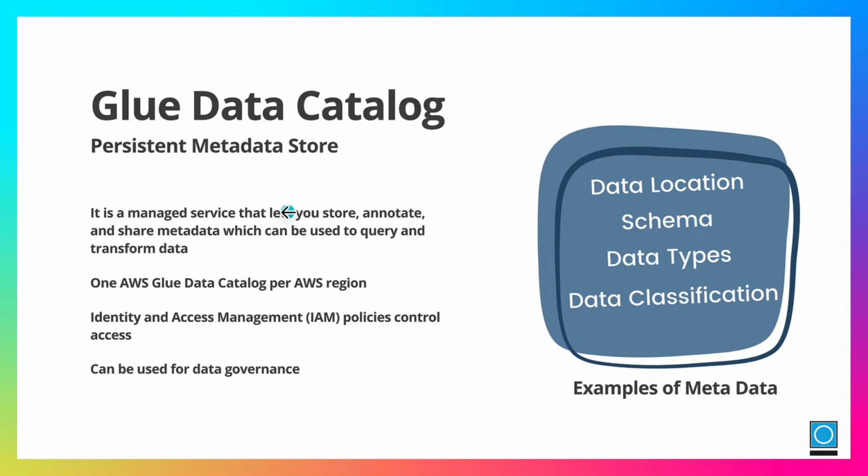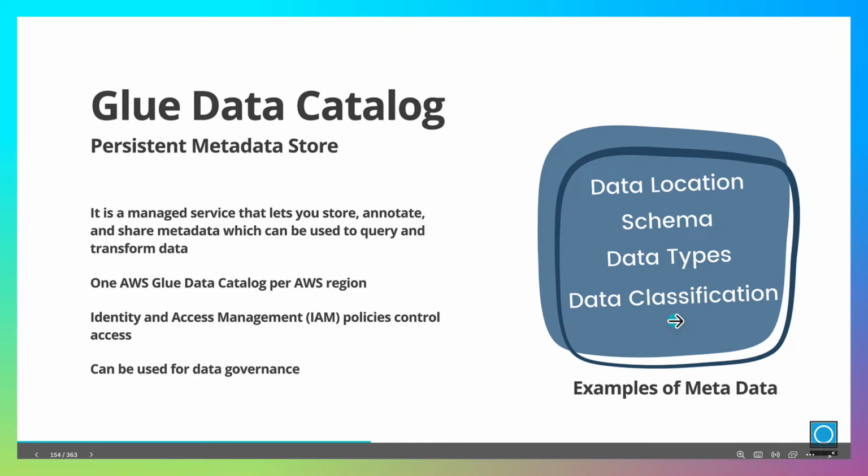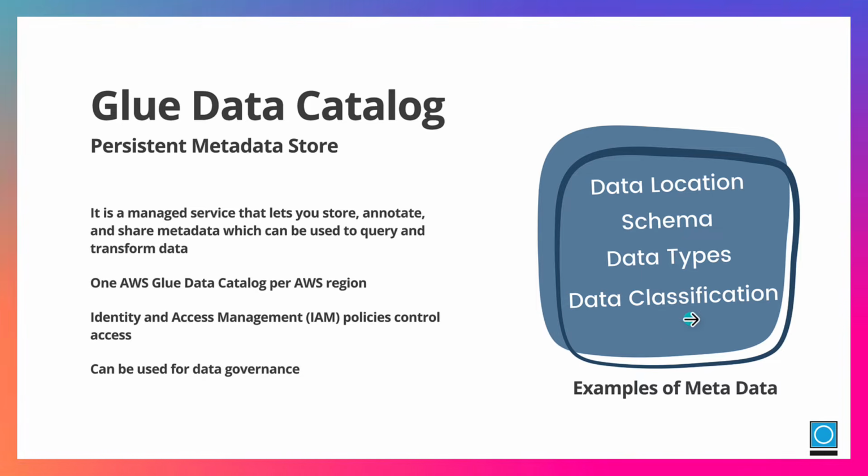Well, what does that actually mean? Well, it stores metadata. So what is metadata? Well, on the right hand side, we have different descriptions of metadata. We have location, schema, data types, and data classification. So this is the important bit. It's a managed service that lets you store, annotate, and share metadata. Again, metadata, these are the things on the right hand side, which can be used to query and transform data.